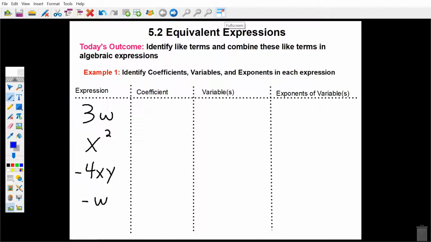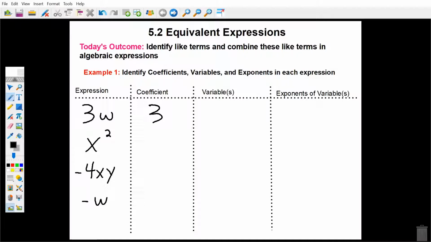Let's begin. Example 1 wants us to identify coefficients, variables, and exponents in each expression. Our first question says 3w. If you recall, the coefficient is the number that is in front of the variable, so the coefficient in this case is the number 3. We'll work our way down and do all the coefficients right now.